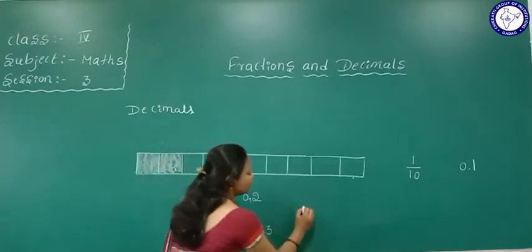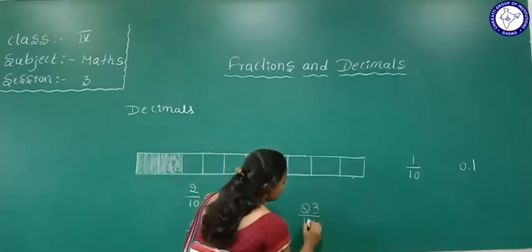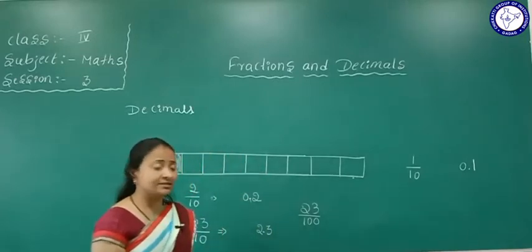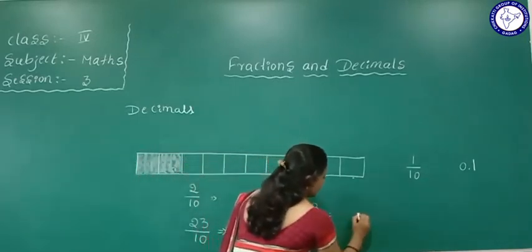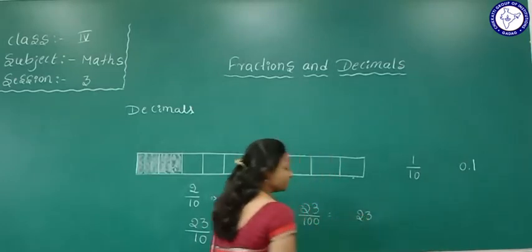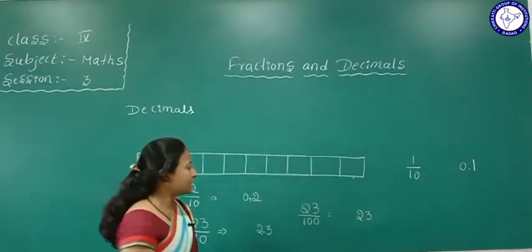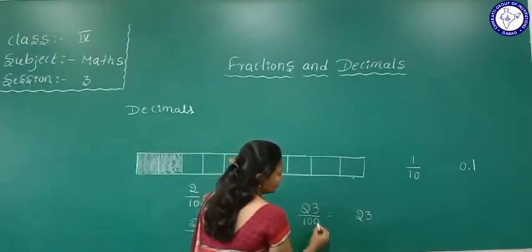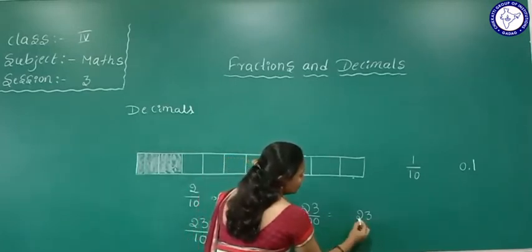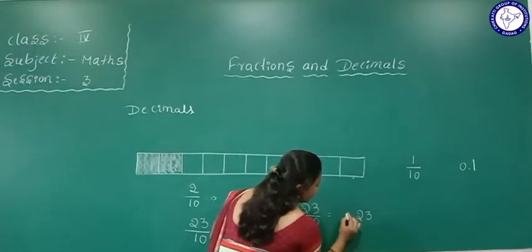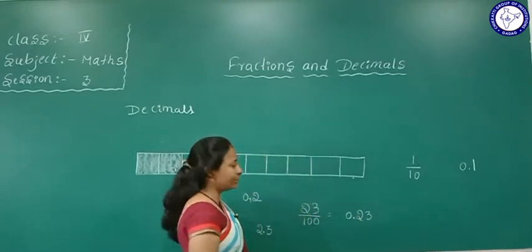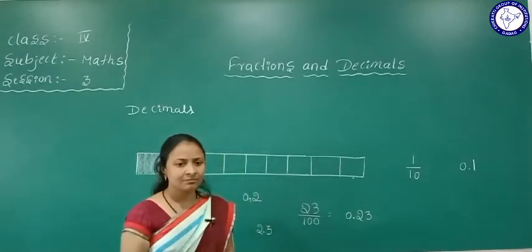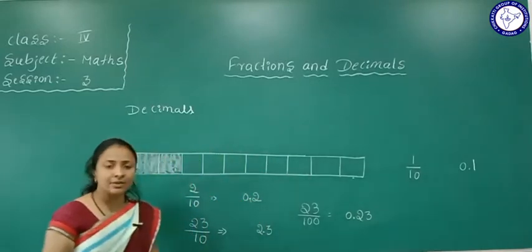If it is 23 by 100, yes, 23 by 100 is there. So how to write in decimal form? Yes, first we write 23. That is the numerator. First we write it. After that, see how many zeros are there? 2 zeros are there. So after 2 numbers give a point and write a 0. It means 0.23. Understood this one? Yes.